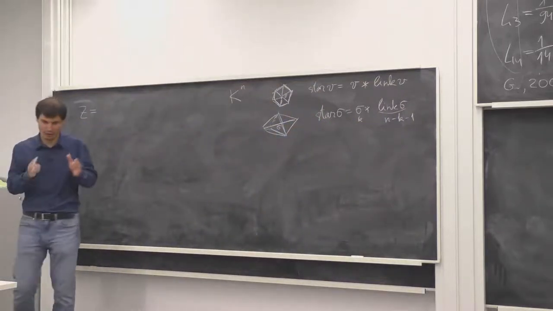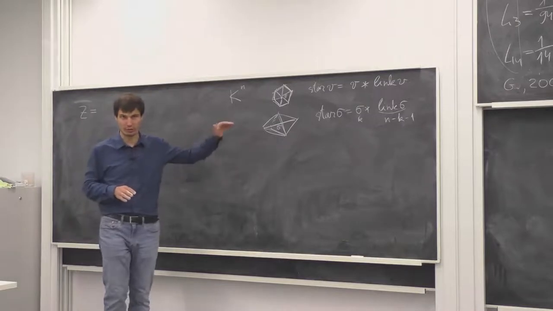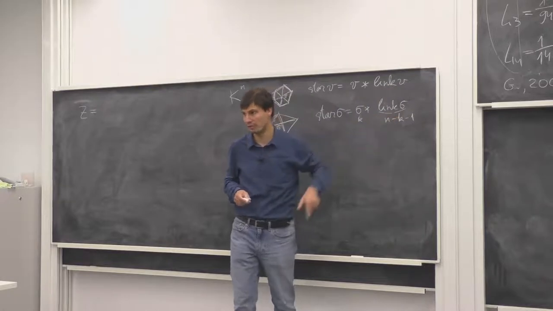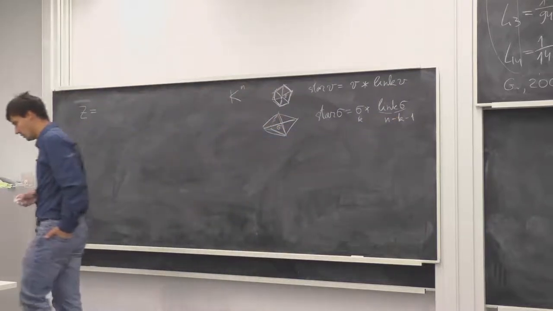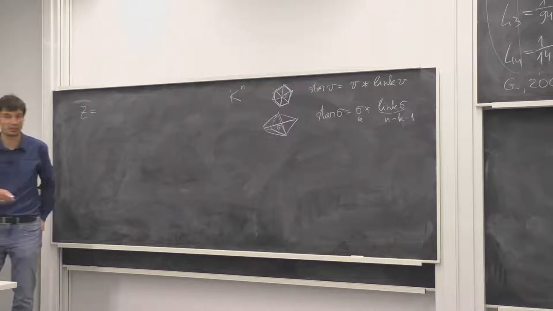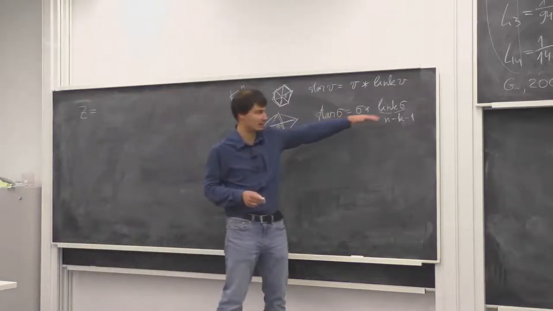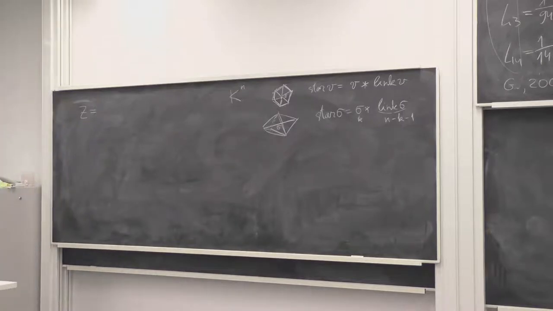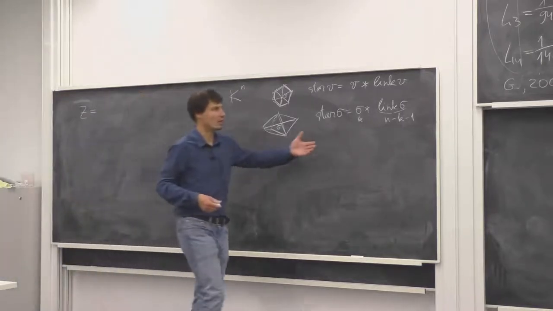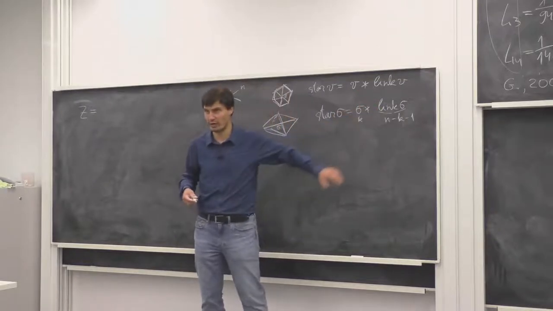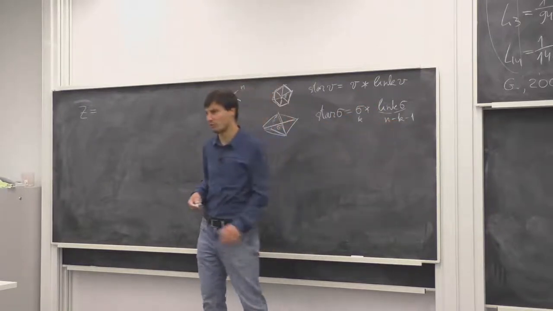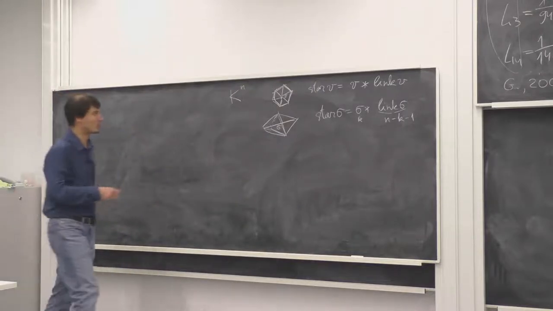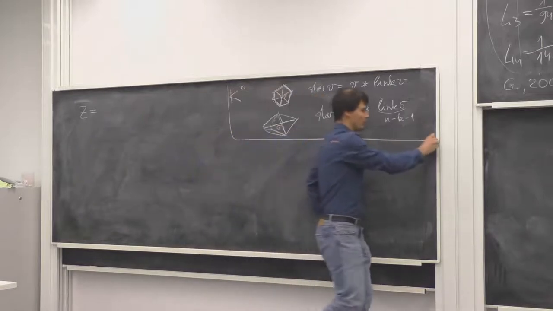I would like to work only in the good case of combinatorial triangulations. This means that all these links are indeed PL homeomorphic to spheres of the corresponding dimensions. Last time I said that there are nasty examples which are not PL manifolds. There are examples of triangulations which are not combinatorial, where these links are not spheres but only homology spheres. I don't want to work with this. I would like to work with true combinatorial manifolds.